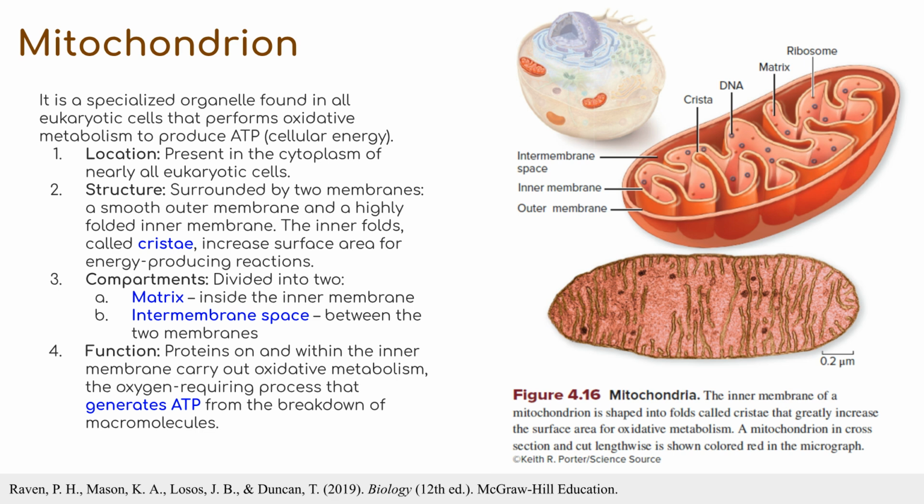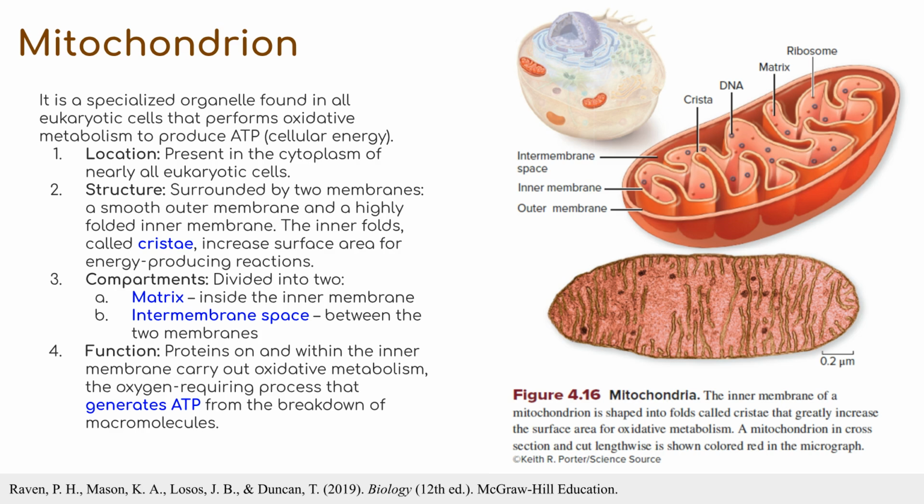The mitochondrion is a specialized organelle found in all eukaryotic cells. Its main function is to produce ATP, the cell's usable energy, through a process called oxidative metabolism. Mitochondria are located in the cytoplasm of nearly all eukaryotic cells. Cells that need more energy usually contain more mitochondria.